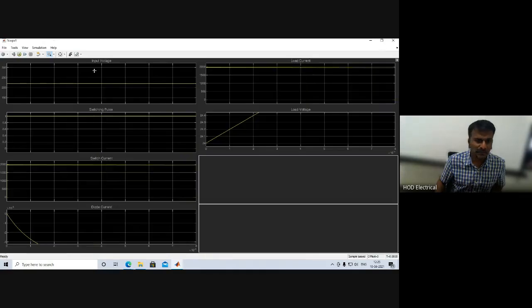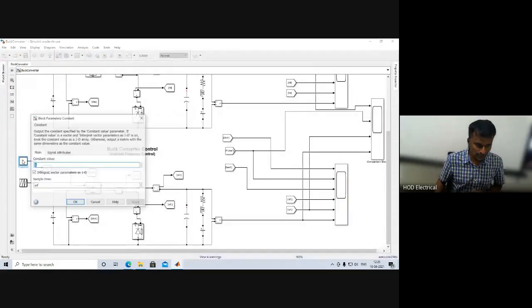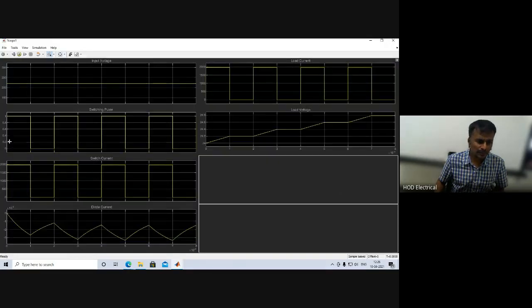You can see here this is the second pulse. The remaining waveforms I will show you later. All the time the switch is on, since the duty cycle value is maximum. Now if I make it 0.5, it will be on 50 percent and off 50 percent. Let me run the simulation. You can see now 50 percent.